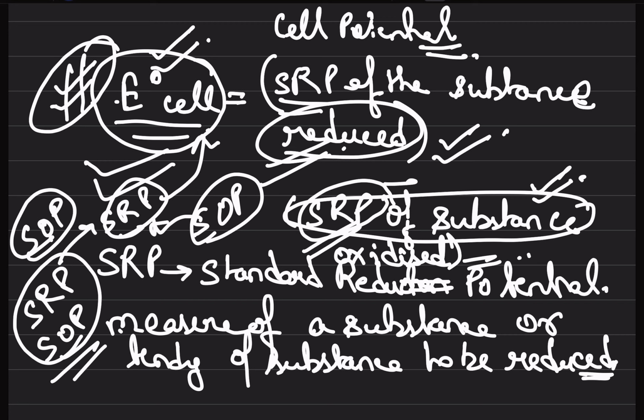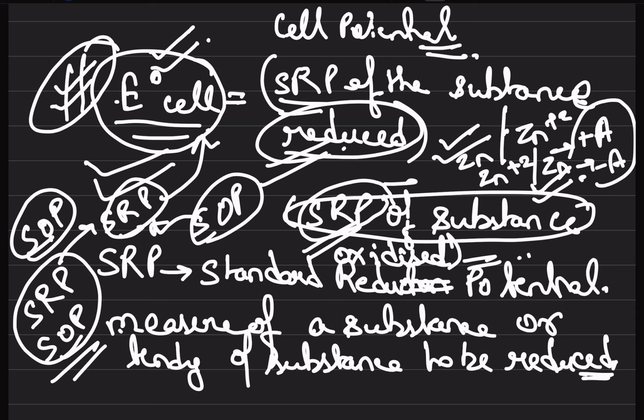And how will we change it? Suppose the standard oxidation potential for Zn to Zn plus 2 is given as plus A. So what is the reduction potential for Zn plus 2 to Zn? It will be equal to minus A. Only the sign changes, from plus A to minus A.